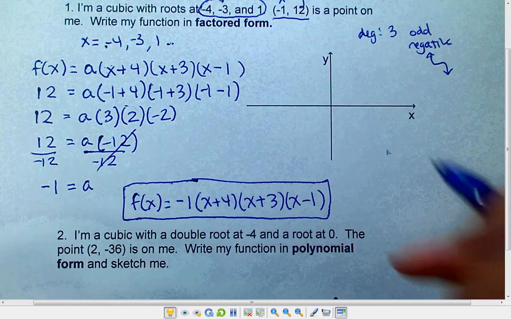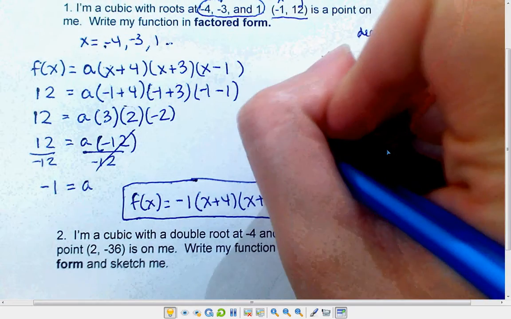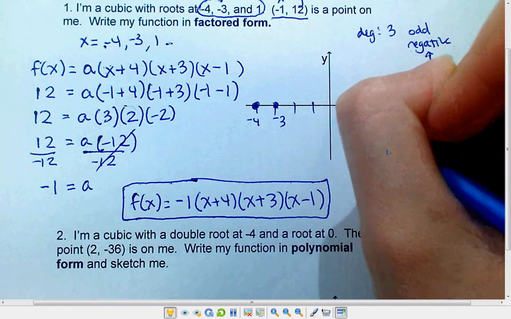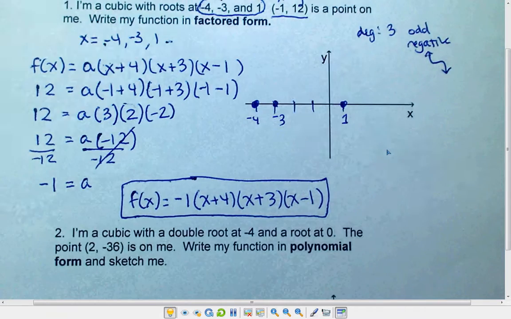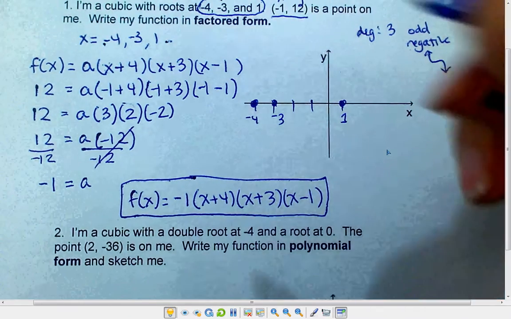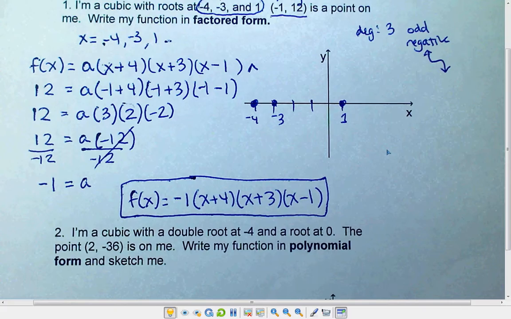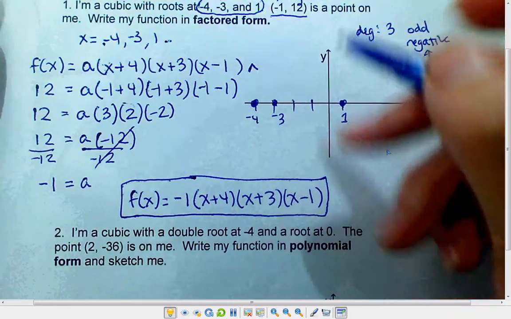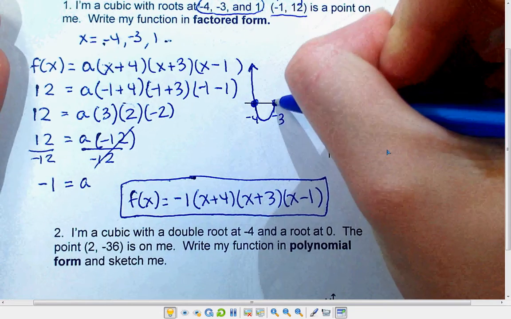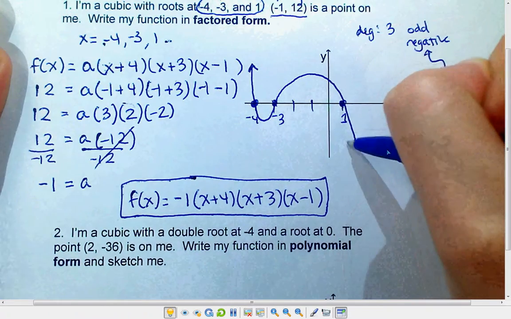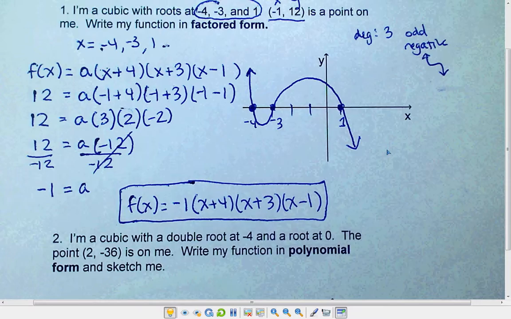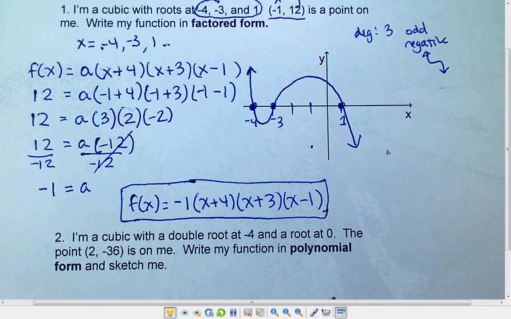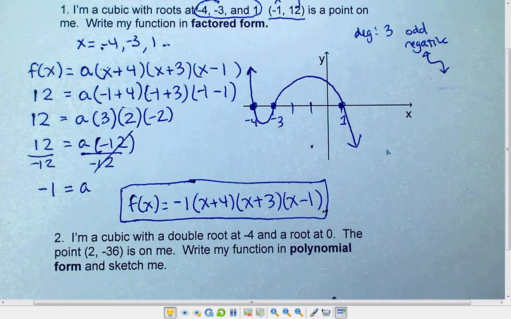Okay, let's plot our points. We have -4, -3, and 1. So we know we want the left side to start up at the top. And because all 3 of these are single roots, there's only one of each, we're going to go straight through all of them, and it's going to look like that. And we are done with number 1. So this is factored form, and then the graph, which is what we did yesterday.